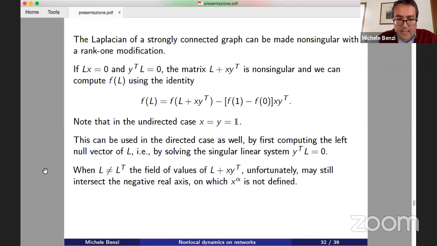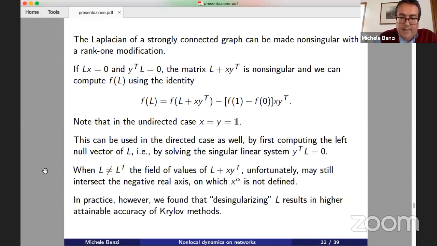Unfortunately, this doesn't help a whole lot because when L is non-symmetric, the field of values of the perturbed matrix, or the modified matrix, still will contain, more likely than not, a portion of the negative real axis, where the matrix function is not going to be defined. The function x to the alpha is not going to be defined. But in the symmetric case, this works. We also found numerically that removing the singularity from L actually helps getting higher attainable accuracy and better convergence in the Krylov methods. And this may be already known, but we certainly observed this.